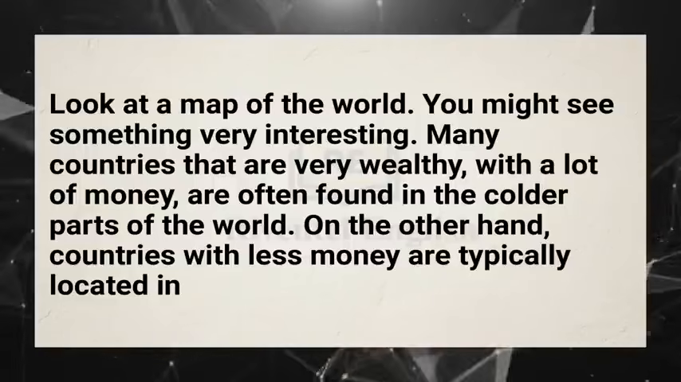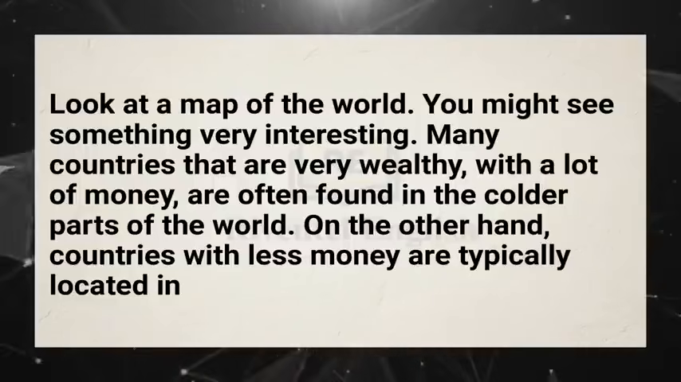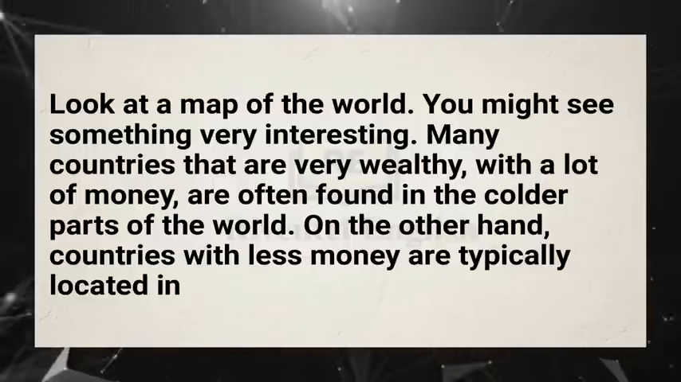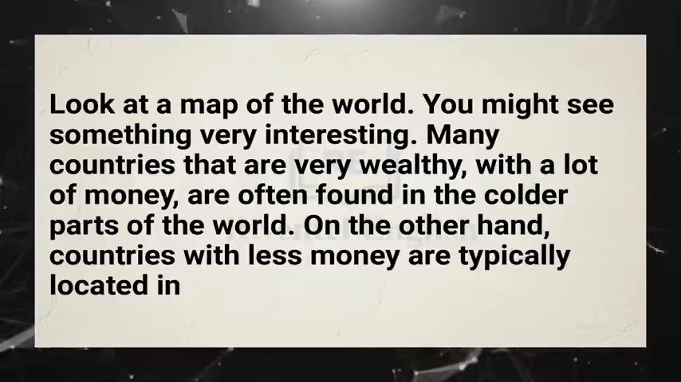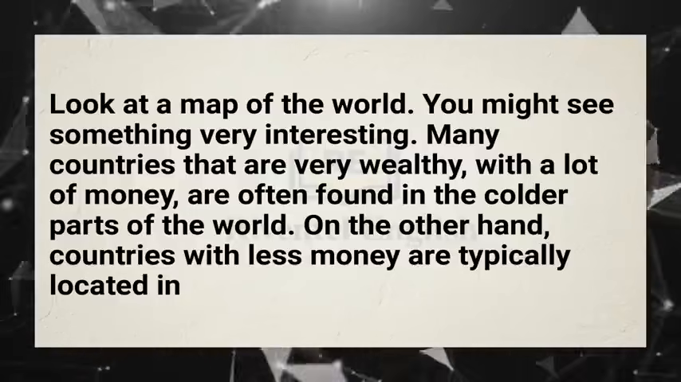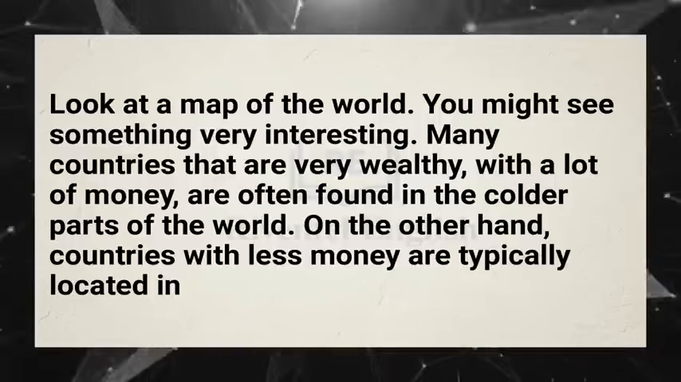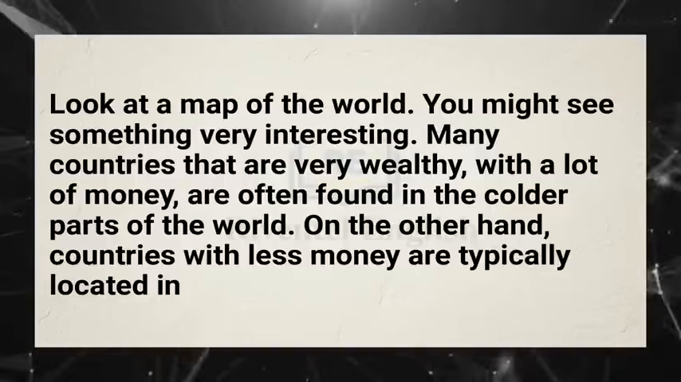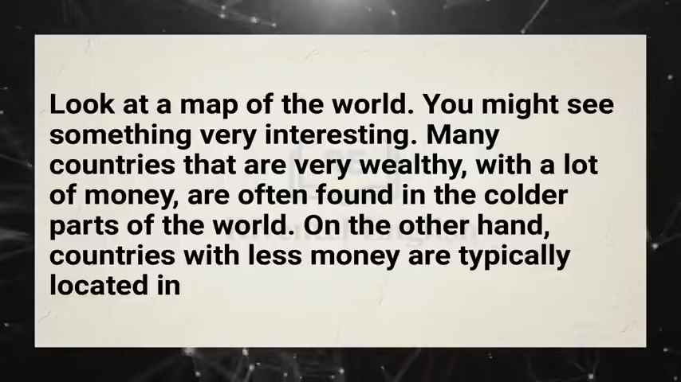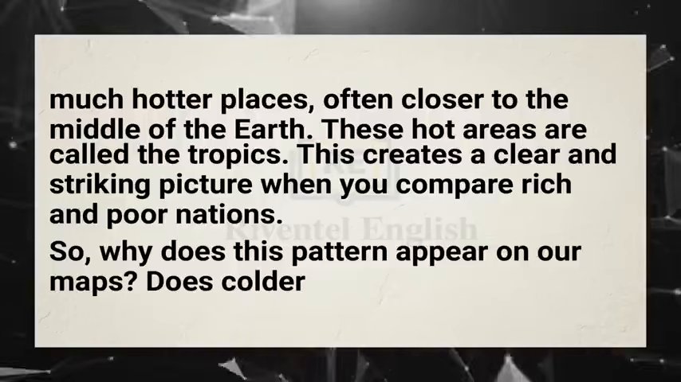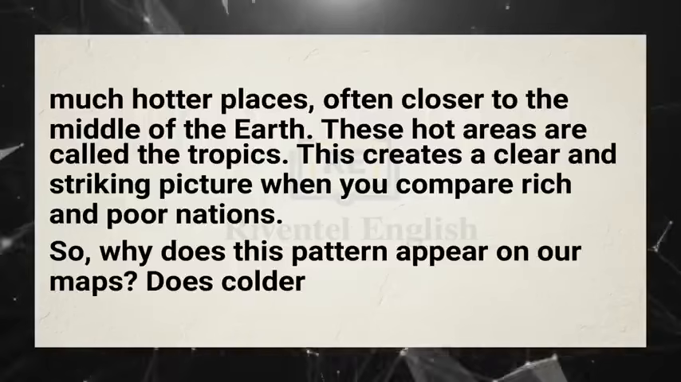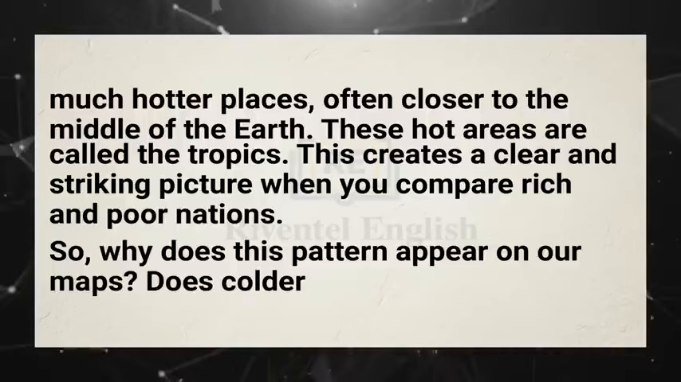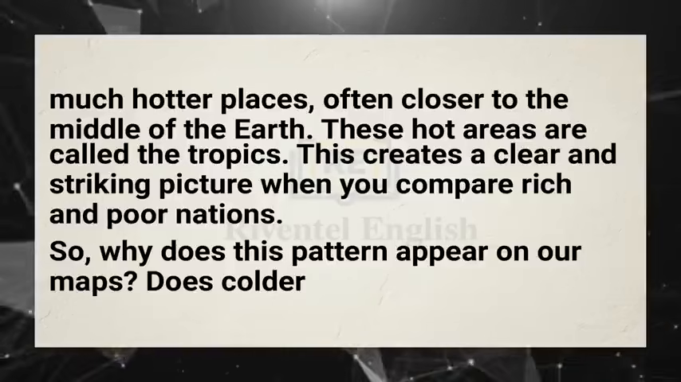Look at a map of the world. You might see something very interesting. Many countries that are very wealthy, with a lot of money, are often found in the colder parts of the world. On the other hand, countries with less money are typically located in much hotter places, often closer to the middle of the earth. These hot areas are called the tropics.